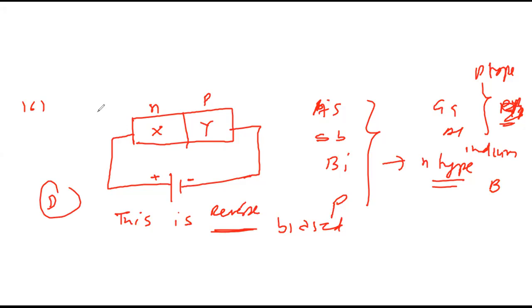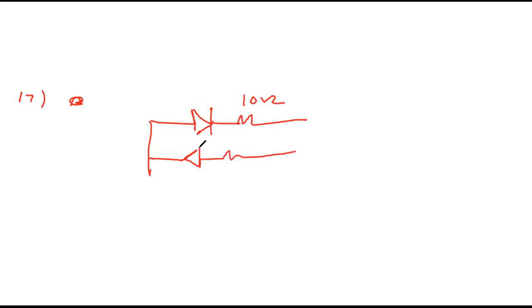Seventeenth. A 2-volt battery is connected across points AB as shown in the figure. This is 10 ohm. This is reverse biased mode connected with 10 ohm, and the 2-volt battery is connected as shown. This is the diagram, 2-volt battery.